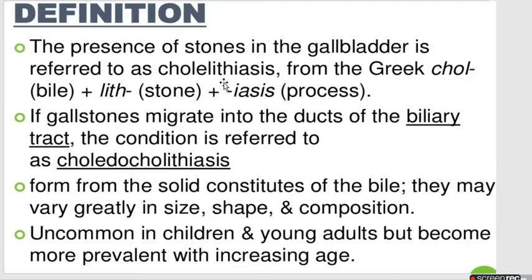The stone is formed by a process. It's not that a stone forms in just one day; it takes time to form. If a gallstone migrates to the duct of the biliary tract, this condition is referred to as choledocholithiasis. When the stone is in the common bile duct, we label the patient choledocholithiasis. And when the stone is in the gallbladder, we label the patient cholelithiasis.